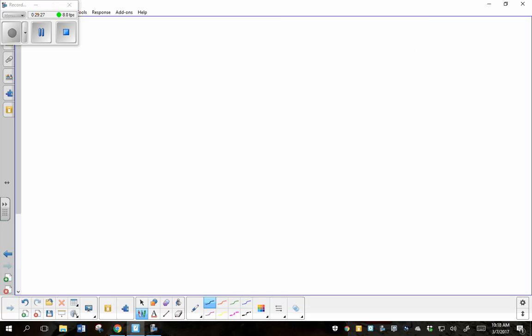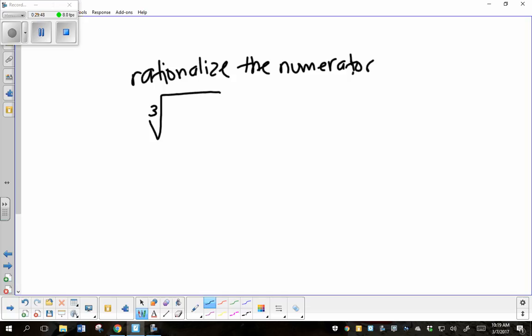Alright, one more example. Sometimes, depending on what you're doing, you're going to want to rationalize the numerator. So sometimes they're going to tell you rationalize the numerator. That just means get rid of all the roots in the numerator. So here's your problem: the cube root of 4a squared over the cube root of 5b.